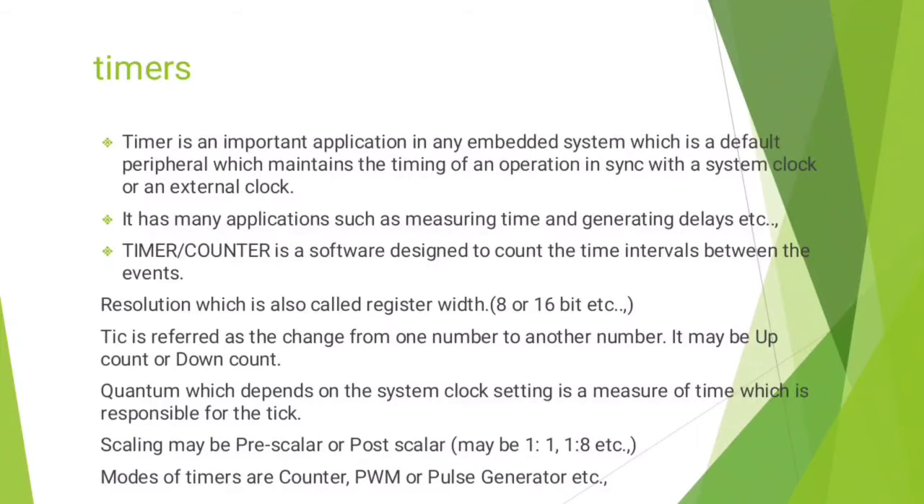Resolution is also called the register width. It may be 8 or 16 bit, etc. A tick is referred to as the change from one number to another number. It may be up count or down count. Quantum, which depends on the system clock setting, is a measure of the time responsible for the tick. Scaling may be pre-scalar or post-scalar, maybe 1:1, 1:8, etc. Modes of timers are counter, PWM meaning pulse width modulation, or pulse generator, etc.